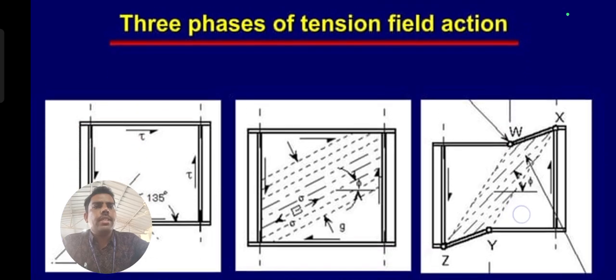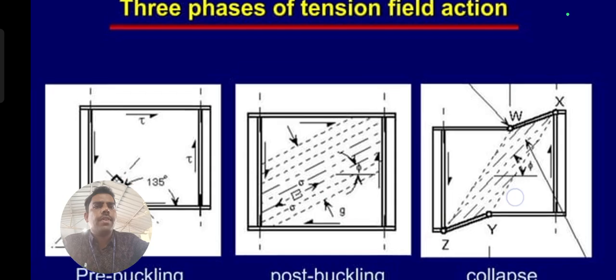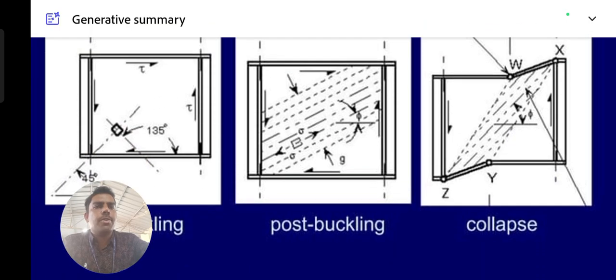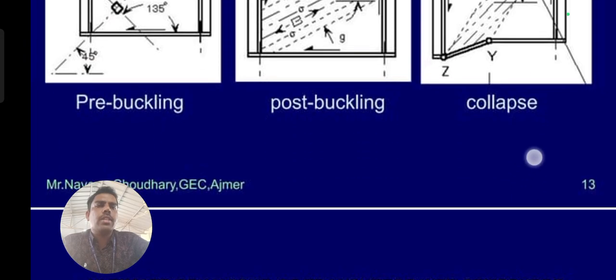See here, these are the three phases of tension field action. The first one is pre-buckling, the second one is post-buckling, and the third one is collapse. Here in pre-buckling, the angle acts at 135 degrees, and in post-buckling, after acting at that particular angle, it expands by theta, and as you further increase the load at that particular location, the collapse phenomenon will occur.